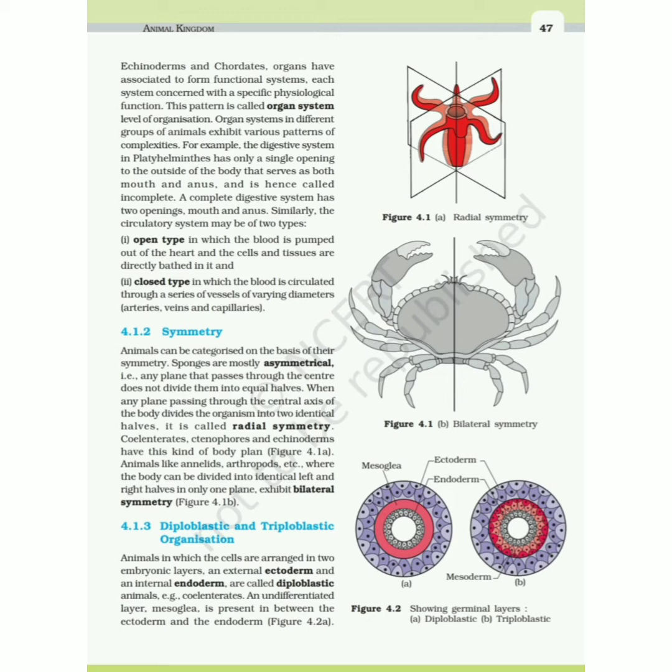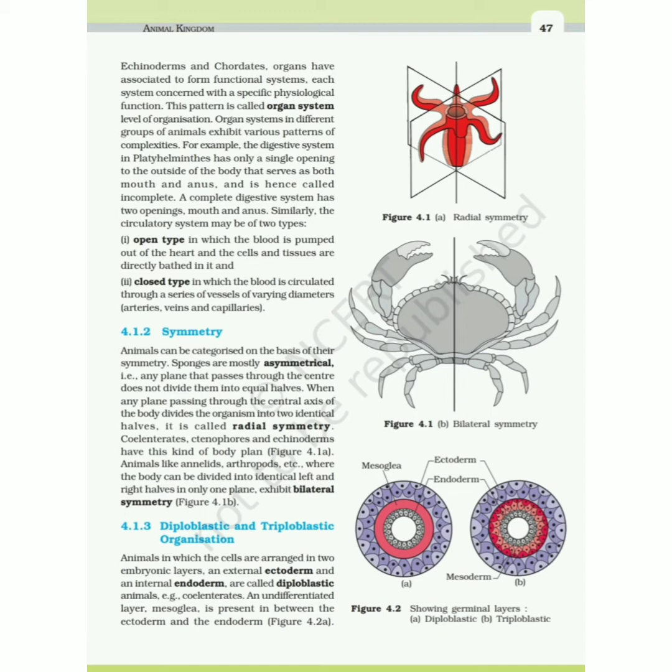Organ systems in different groups of animals exhibit various patterns of complexities. For example, the digestive system in platyhelminthes has only a single opening to the outside of the body that serves as both mouth and anus, and is hence called incomplete. A complete digestive system has two openings, mouth and anus. Similarly, the circulatory system may be of two types, an open type in which the blood is pumped out of the heart and the cells and tissues are directly bathed in it, and a closed type in which the blood is circulated through a series of vessels of varying diameters, arteries, veins and capillaries.